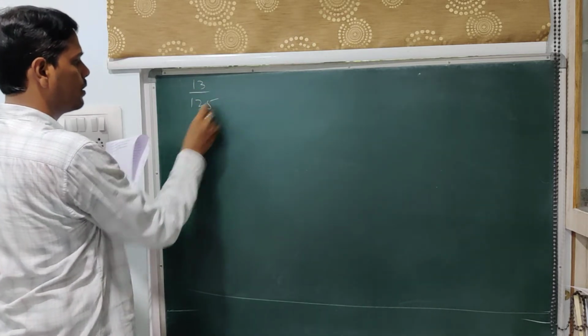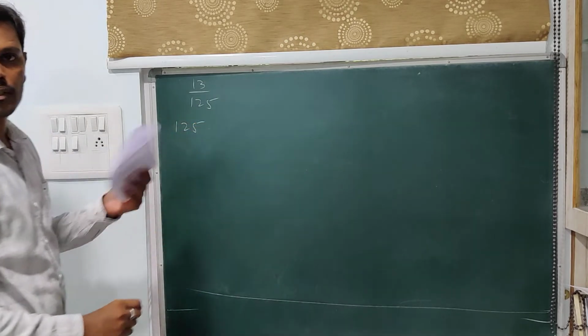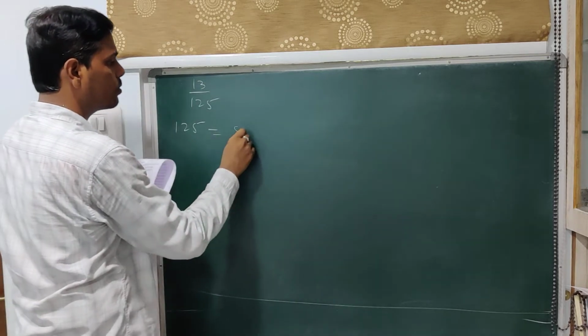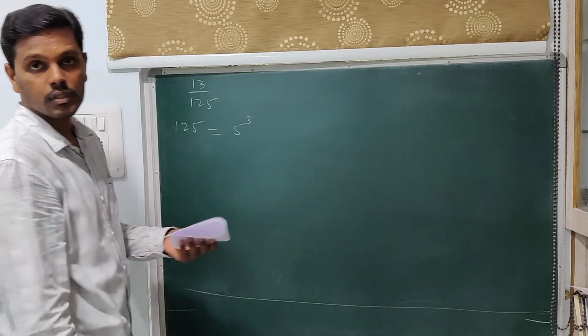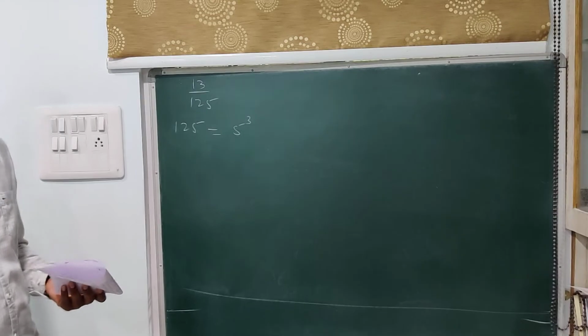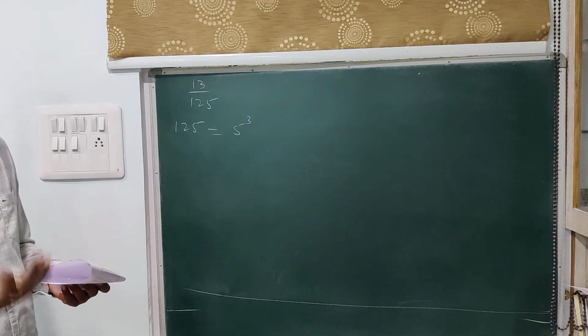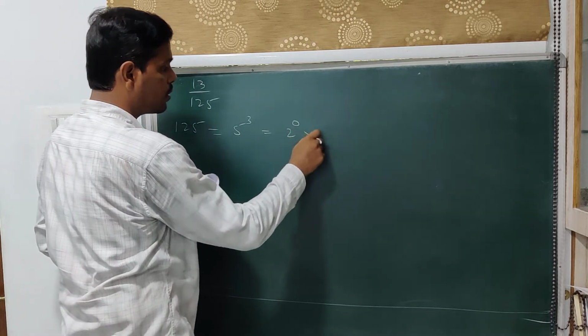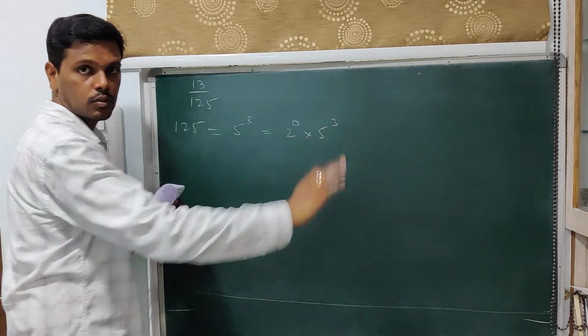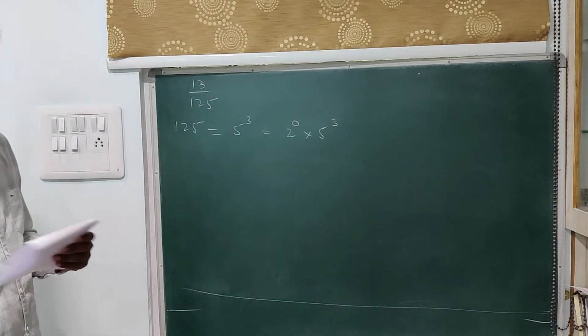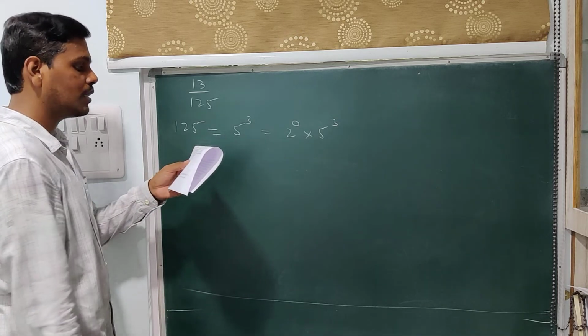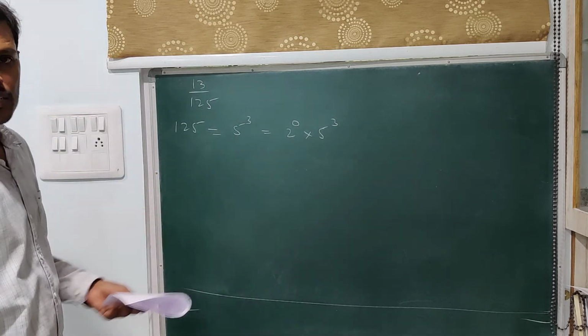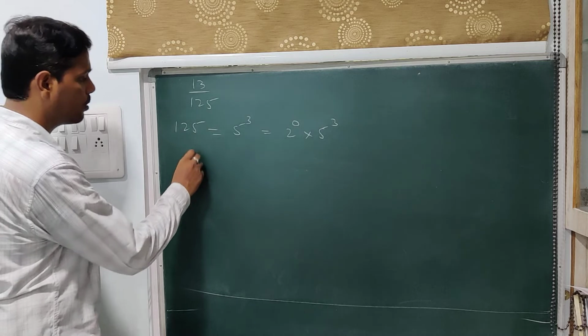13 by 125. So this is your denominator. Take the prime factorization. So this is 5 cube. Now since they told you to write that prime factorization in the form of 2 power m into 5 power n, I'll write this as 2 power 0 into 5 power 3. So that suffices the first part of the question. Now look into the second part. We need to find the decimal expansion without actually dividing.